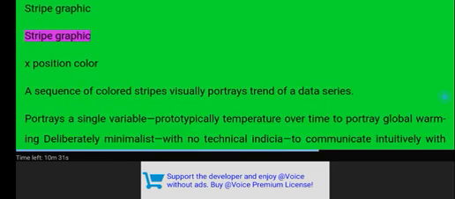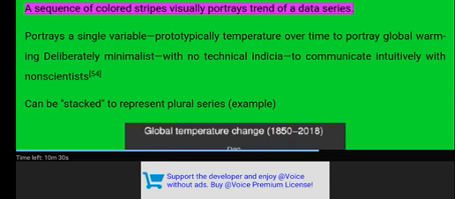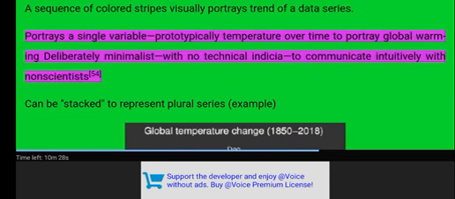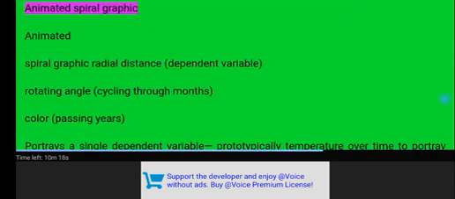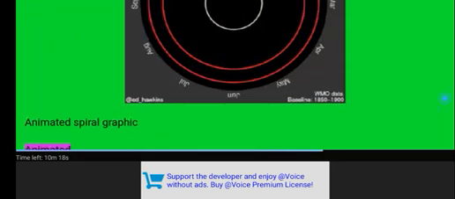Stripe graphic. X position, color. A sequence of colored stripes visually portrays the trend of a data series. Portrays a single variable, prototypically temperature over time to portray global warming, deliberately minimalist, with no technical indicia, to communicate intuitively with non-scientists. Can be stacked to represent plural series. Example.